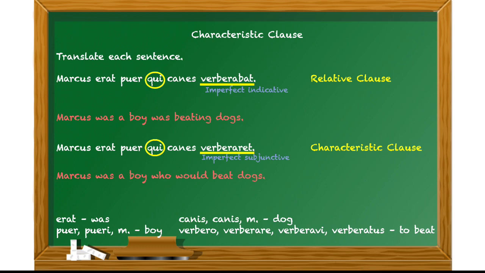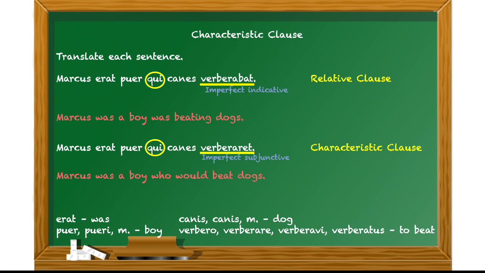In the first sentence, the indicative mood is indicating a fact. So maybe there's been an unfortunate incident of animal abuse in the neighborhood, and the police are looking for the person responsible. They catch somebody, and the conclusion is Marcus was a boy who was beating dogs. We know for a fact he was one of the boys who was doing it.